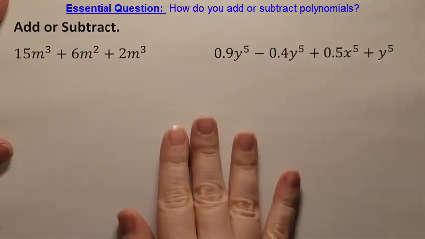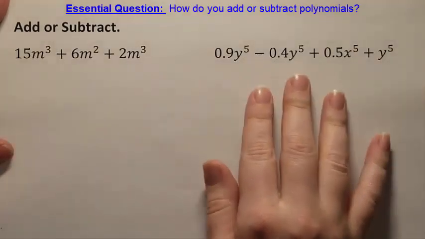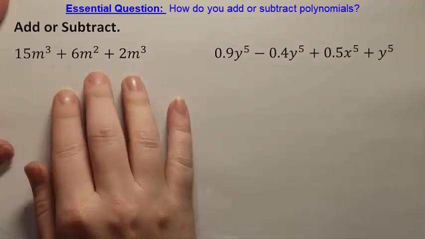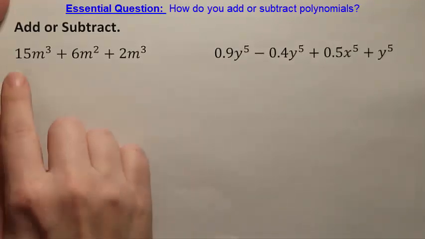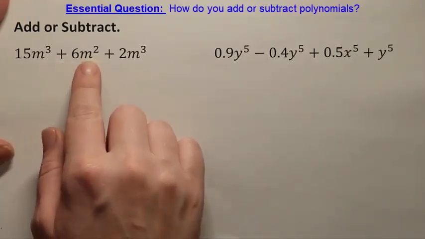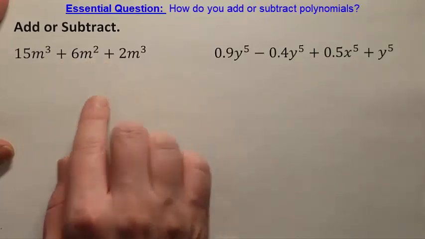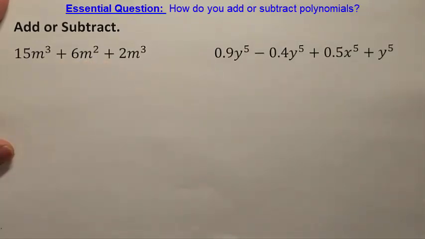So today we're going to do a quick instructional video on how to add or subtract polynomials. So right here we're basically combining like terms. So I see 15m to the third plus 6m to the second plus 2m to the third. We're supposed to combine like terms.